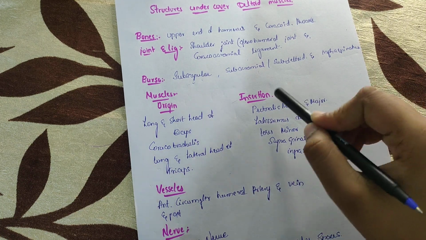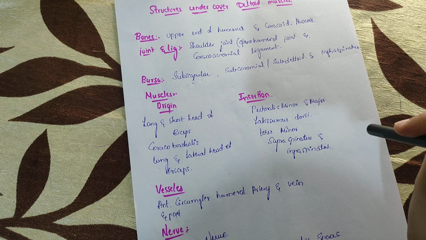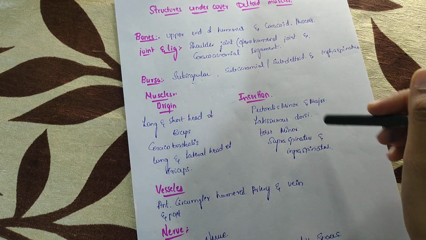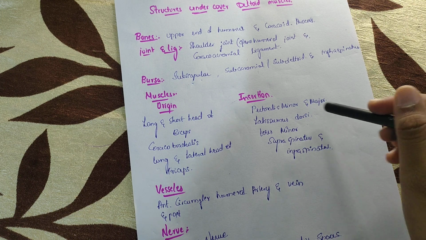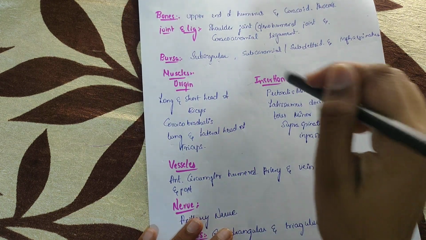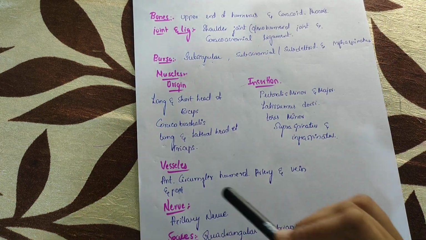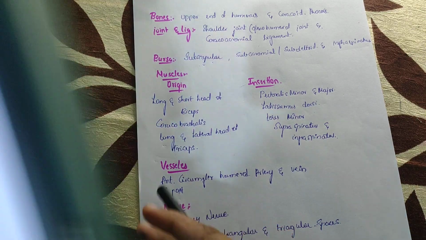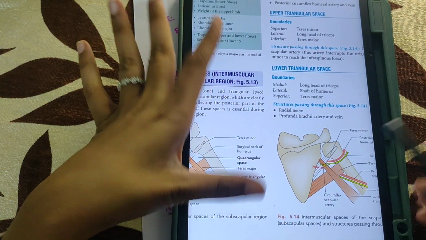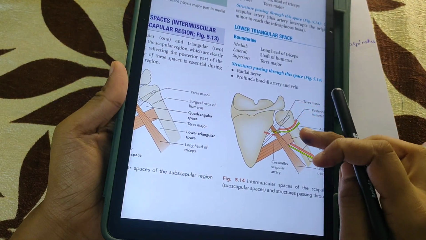The pectoralis minor muscle is inserted into the medial border of the coracoid process. The pectoralis major muscle takes origin from the clavicular head and the sternal head. This is the origin and insertion of the muscles which will be below the deltoid muscle. And the vessels will be the anterior and posterior circumflex humeral artery, as you can see here. These are the anterior and posterior circumflex humeral vessels, so these will also be below the deltoid muscle.